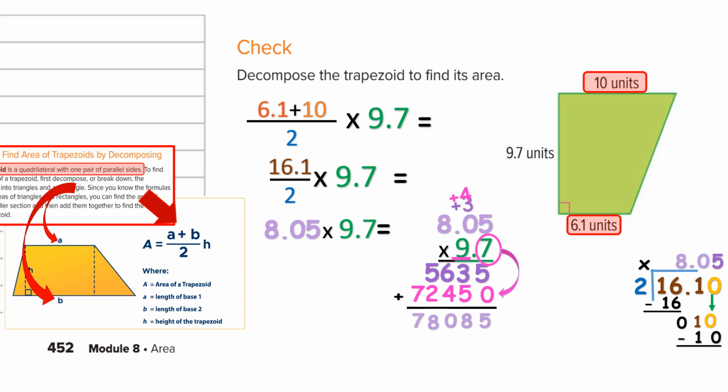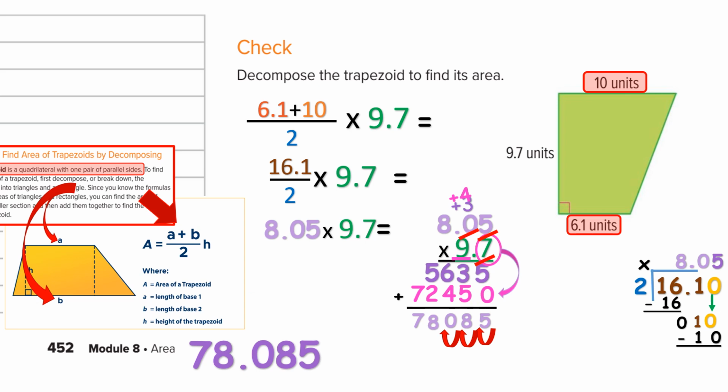Now I have to count my decimal positions, because since I multiplied with decimals, and I have 3 in my math problem. Therefore, I have to move my decimal 3 times from the right to the left in order to put it into my answer.